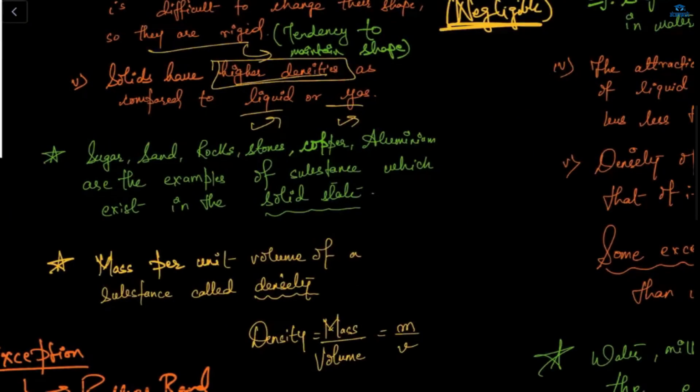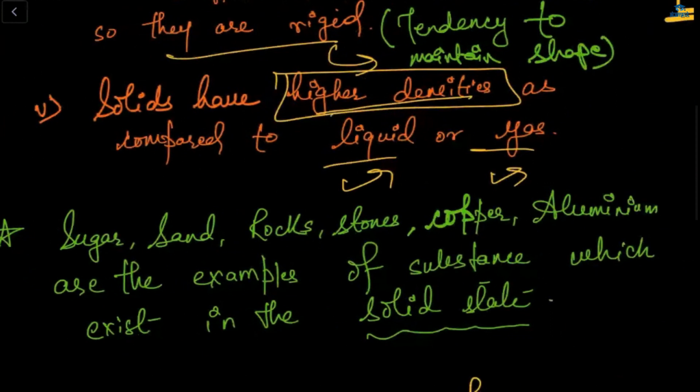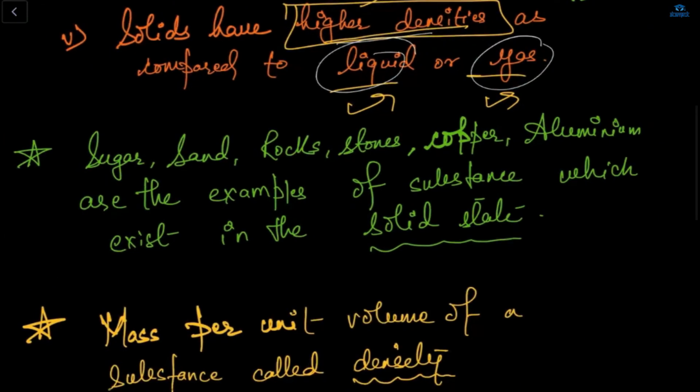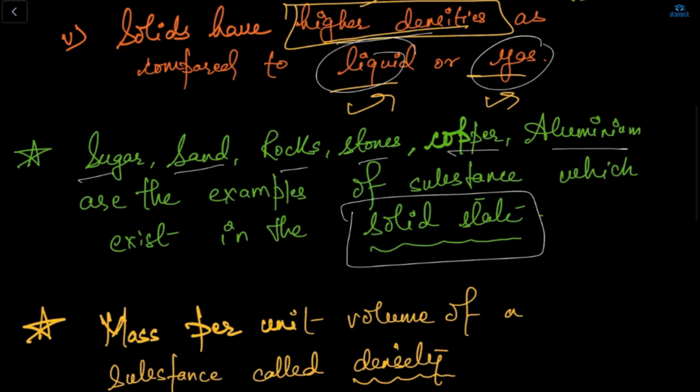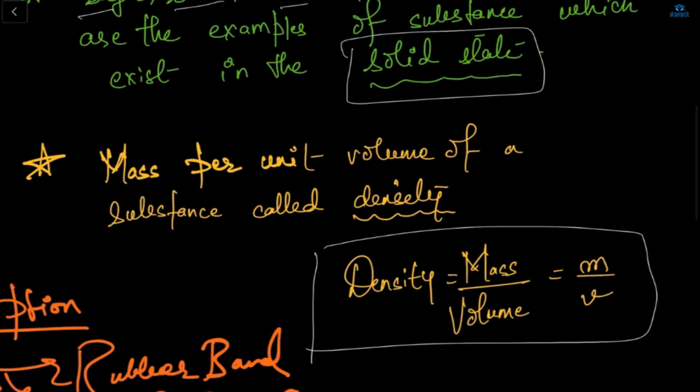Okay, so that was the example of solid. They have high densities as compared to liquid and gas. Examples: sugar, sand, rock, stones, copper, aluminium are examples of substances which exist in a solid state. Your sugar is also existing in a solid state. We can easily break sugar, right? Sugar is also a solid. They have some shape and they occupy some volume in space. And the formula of density is mass by volume. Mass per unit volume of a substance is called density.